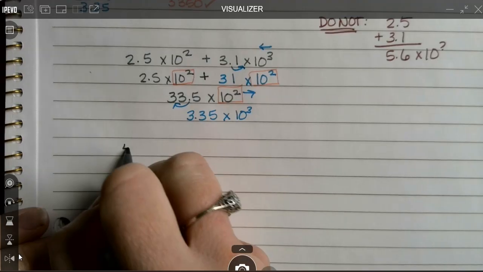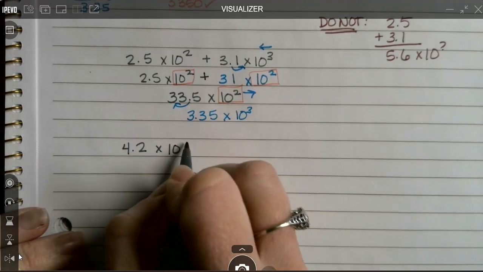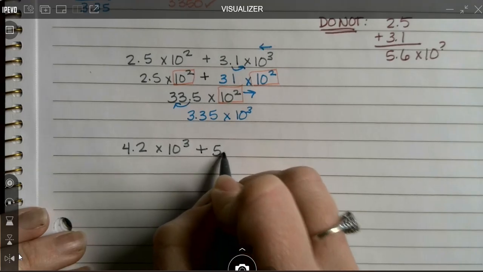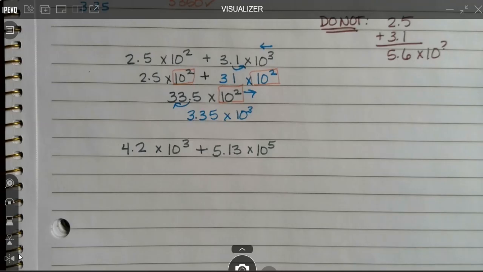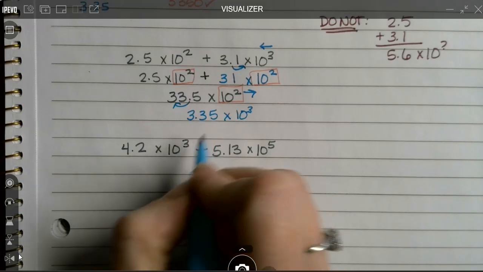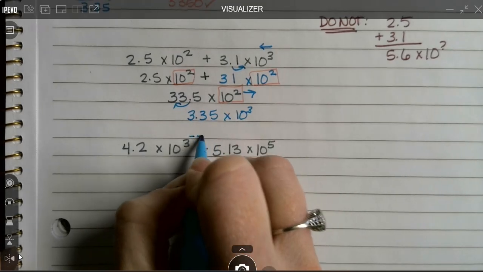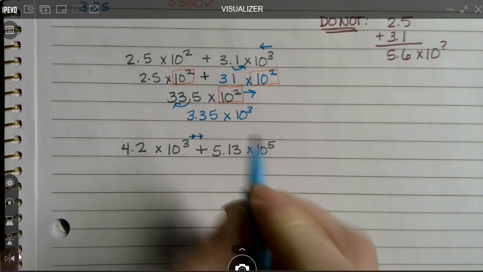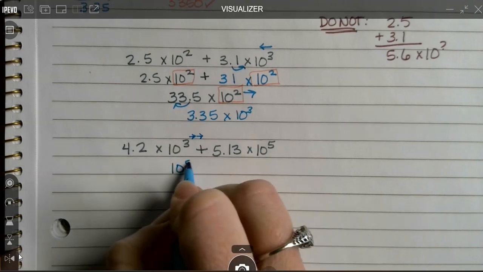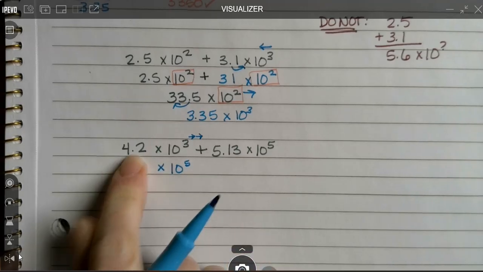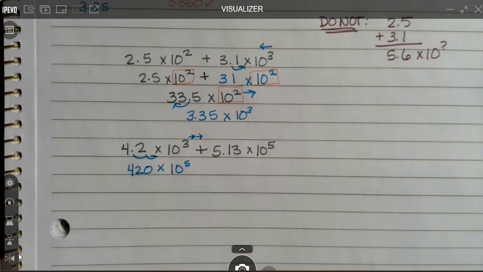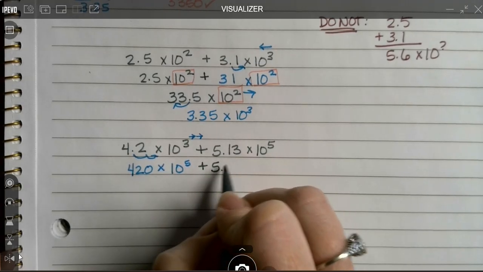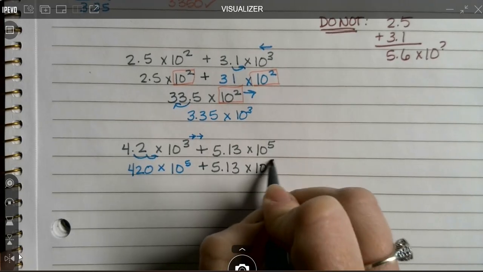So we have 4.2 times 10 to the third plus 5.13 times 10 to the fifth. I wanted to do this one because this is an example of needing to move the decimal 2 places. So in this case, we're going to go 2 places on the number line to reach the 10 to the fifth. So we're going to move this decimal 2 places, which gives me 420 times 10 to the fifth plus 5.13 times 10 to the fifth.